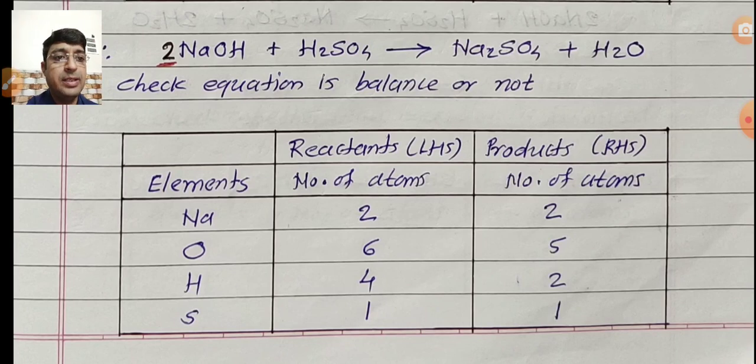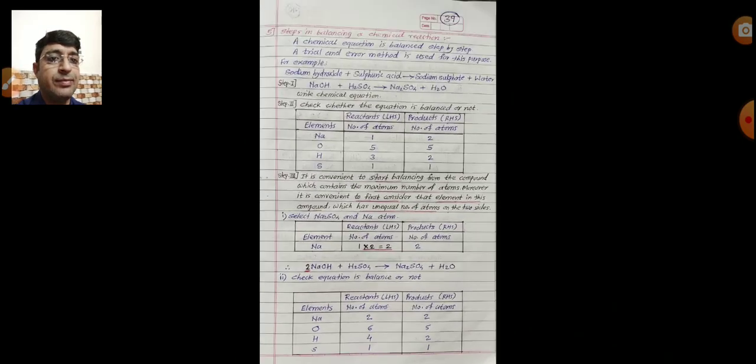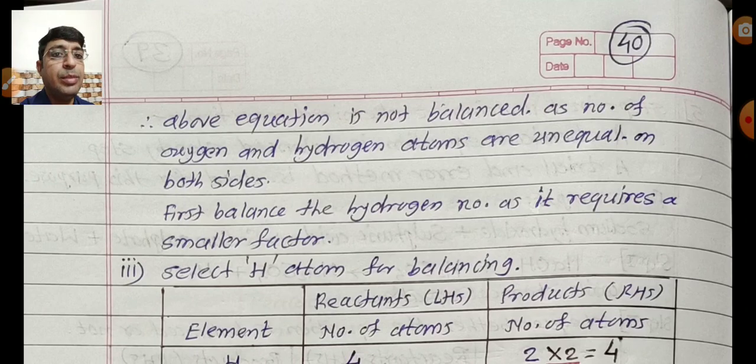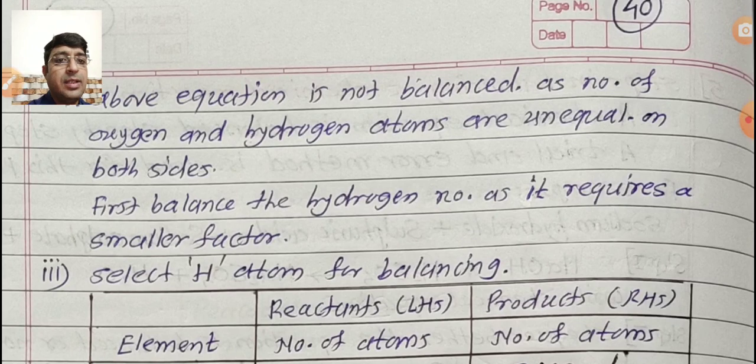Now see how to balance it. In the case of oxygen and hydrogen, which one can be balanced easily? Hydrogen is easily balanced because there are 2 on the product side. So 2 multiplied by 2 gives 4, and a smaller multiple is required to balance this hydrogen. See in the next step. The above equation is not balanced as the numbers of oxygen and hydrogen atoms are unequal on both sides. First, balance the hydrogen numbers as it requires a smaller factor.